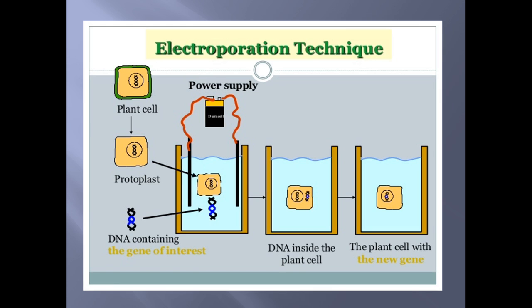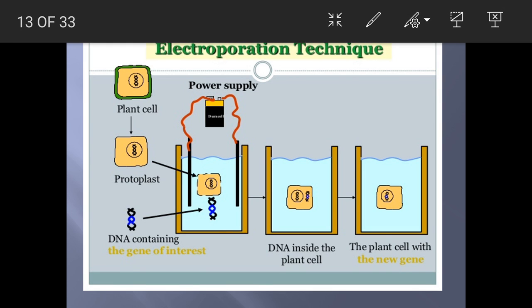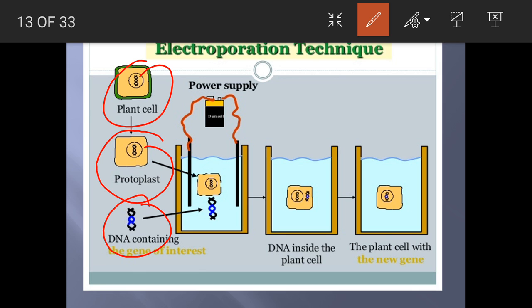In this slide you can find how it is actually done. Here is the plant cell and here is the protoplast. The difference between the cell and the protoplast is that the cell wall is removed. When we remove the cell wall and only the cell membrane is left, it becomes the protoplast. And here is the DNA or the gene which you want to transfer into the plant cell. Now we want to transfer this DNA into this protoplast.